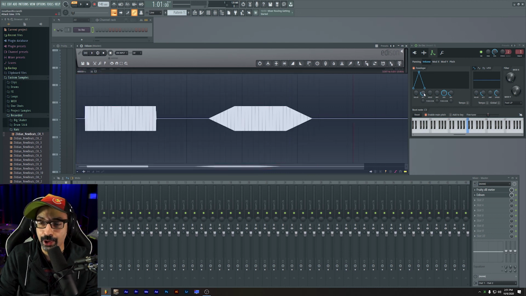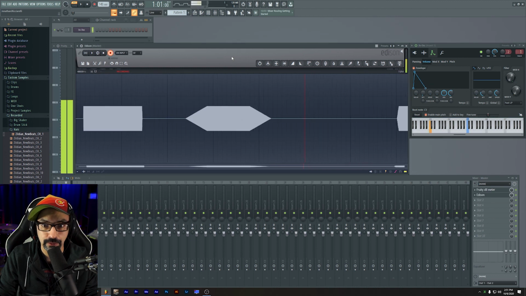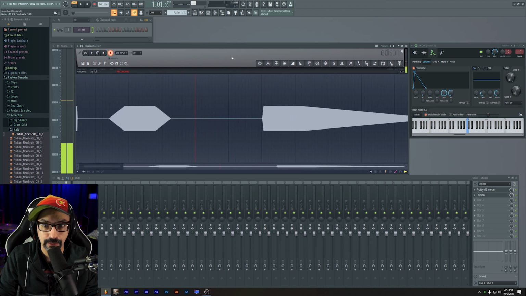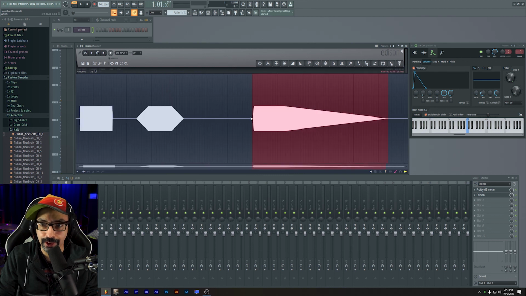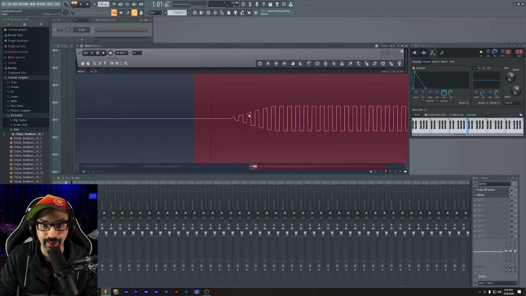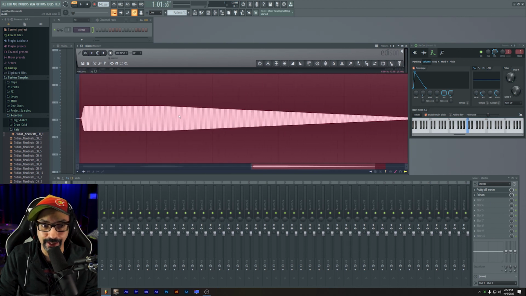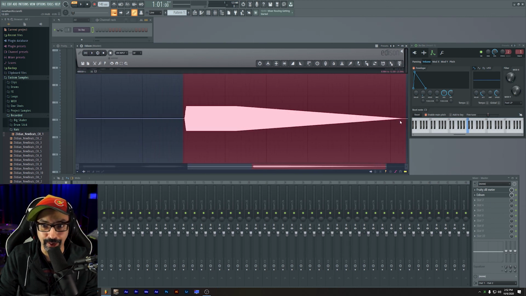And to hammer the point home, I'm going to make some adjustments to the attack. I'm just going to reduce the attack a little bit, and I'm going to make the release a lot longer, and you're going to see what I'm talking about. Of course, I shortened the attack a lot, and you can see that it takes much less time to reach full volume on the attack side, and on the release side, it takes much longer to get down to 0 volume.